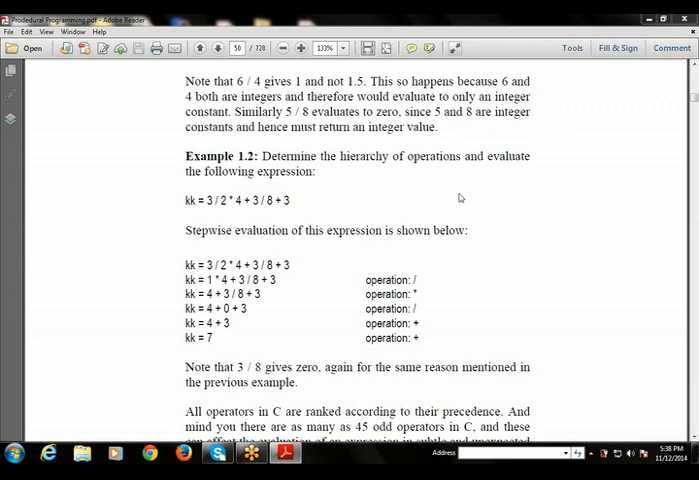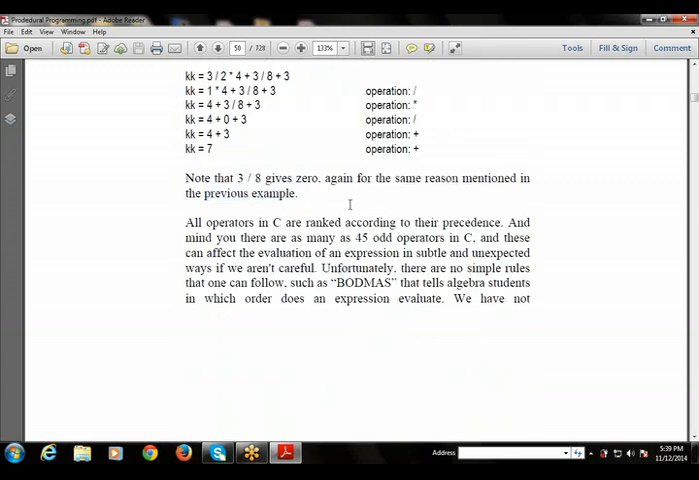So if I am talking about precedence, there are different operators with different precedence, and if there are different operators of the same precedence at the same level, use the left to right process. Note that 3 divided by 8 gives 0, for the same reason mentioned in the previous example. All operators in C are ranked according to their precedence, and mind you, there are 45 odd operators in C. These can affect the evaluation.